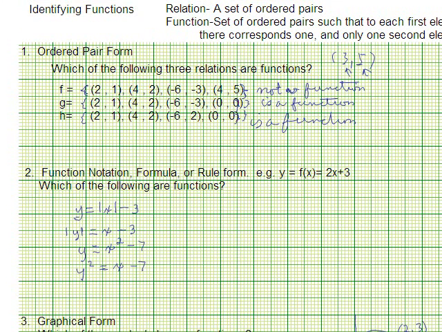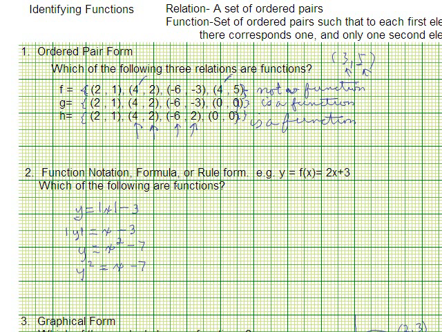That is, if I pick an x, I know what y is going to be. If I pick x equals 4, I know y is going to be 2. If I pick x equals -6, I know y is going to be 2. Whereas in the first example, if I picked first element 4, I wasn't sure what the second element was. It could be a 2, it could be a 5. That's why that one was not a function.